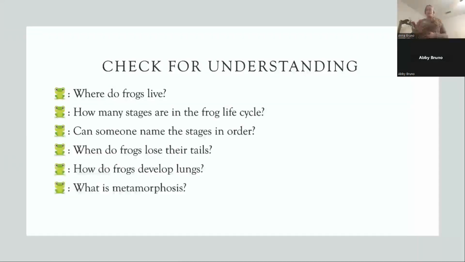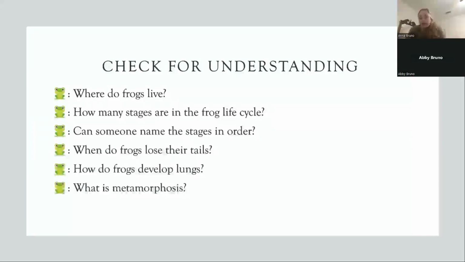There are 5 stages to the frog life cycle: the egg stage, tiny tadpole, tadpole, froglet, and the adult frog. Those are the stages in order, and the frogs will lose their tails after the froglet stage, transitioning into an adult frog. Frogs develop lungs through metamorphosis, which is a sequence of events that physically changes the insect or the animal to become an adult, which is how they develop lungs instead of gills.